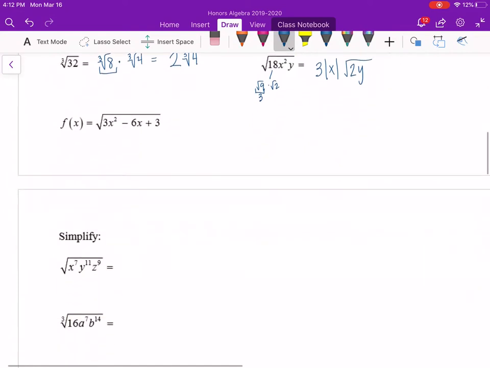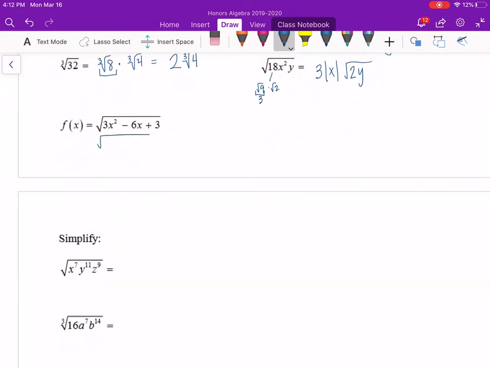And this last one with variable expressions, once we take out our GCF, we recognize this as a square, x minus 1 to the second power. So square rooting that square will bring that x minus 1 to the front, but the 3 would then remain underneath that radical. All right.